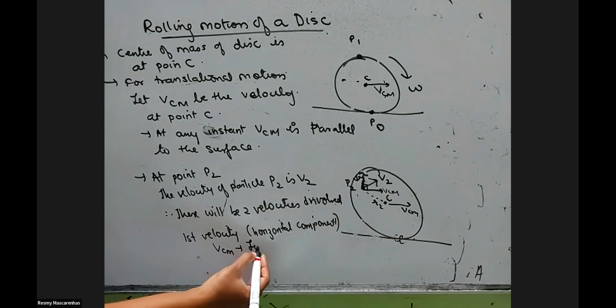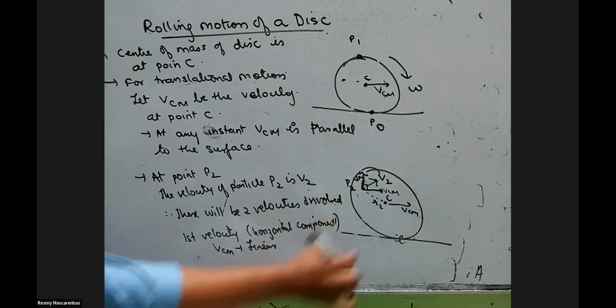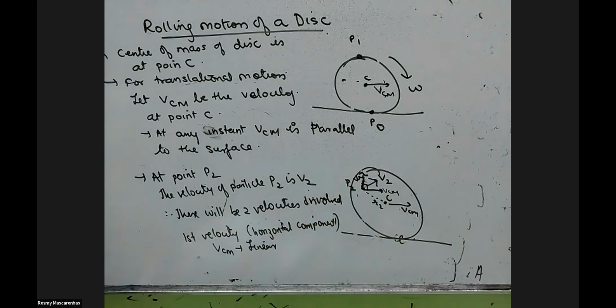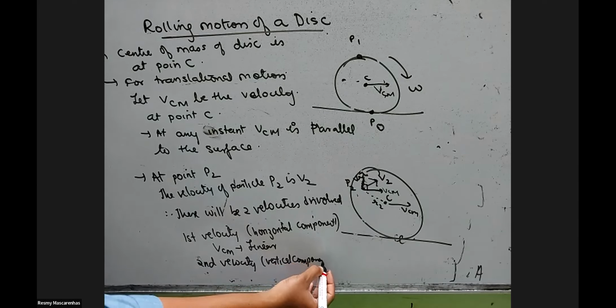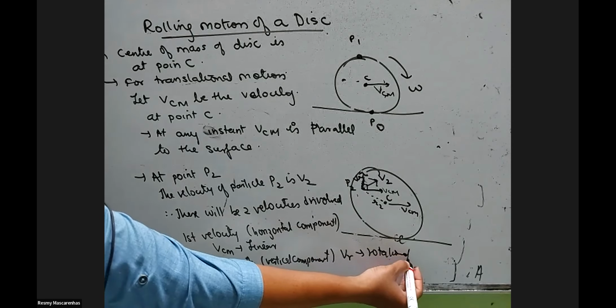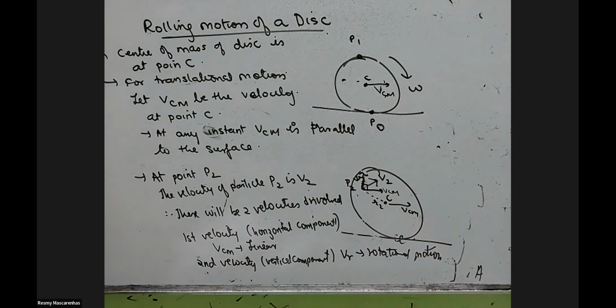This is for linear motion because it is in the same direction, so this is moving forward. It is the same as this; parallel ones will have the same thing. That's for linear. And the second velocity is the vertical component. That is VR. That is for rotational motion. This is at point P2.